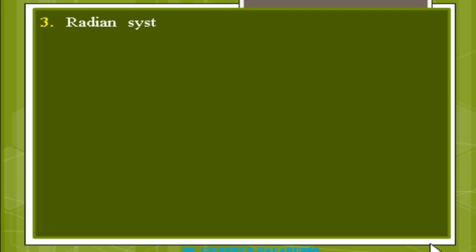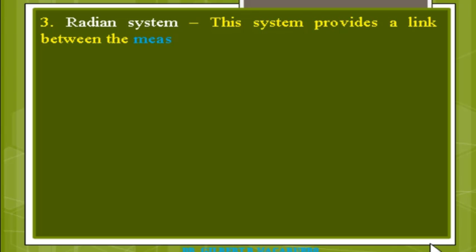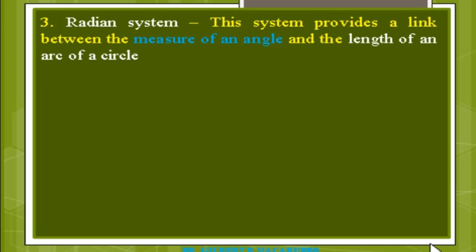Number 3, we have the radian system. This system provides a link between the measure of an angle and the length of an arc of a circle.